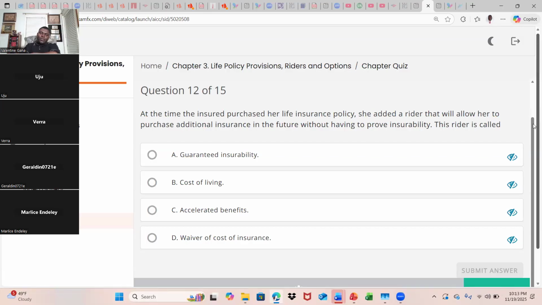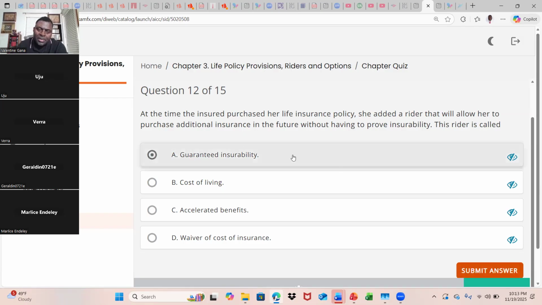At the time the insured purchased her life insurance policy, she added a rider that will allow her to purchase additional insurance in the future without having to prove insurability. This rider is called guaranteed insurability. Correct. Guaranteed insurability rider.